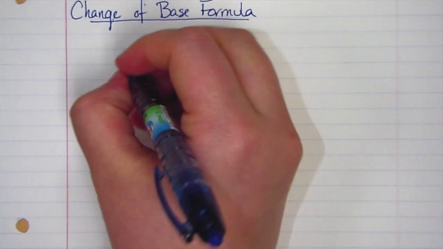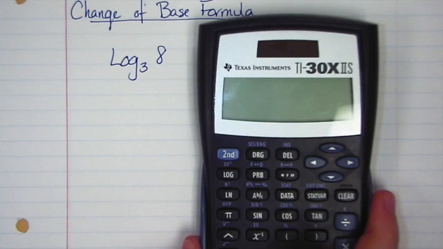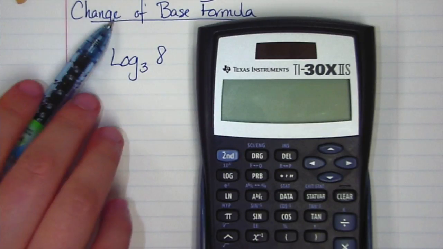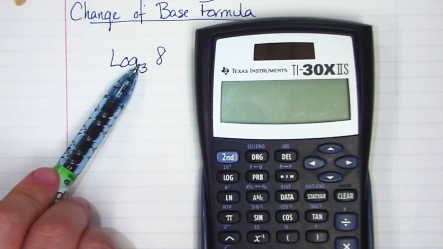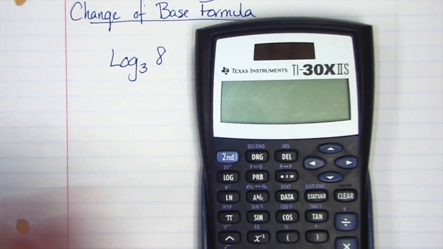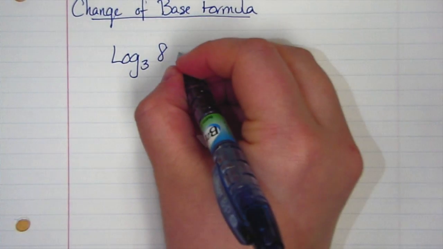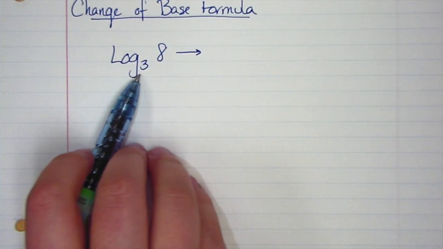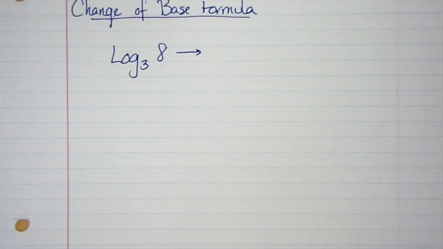Fortunately, when you're presented with something like log base 3 of 8, there's no way to put that in this calculator as is. What the change of base formula allows us to do is convert this into a format that can be evaluated using your calculator. We just need to make it look different but mean the same thing. So the change of base formula changes the base from 3 into base 10, or common log language.